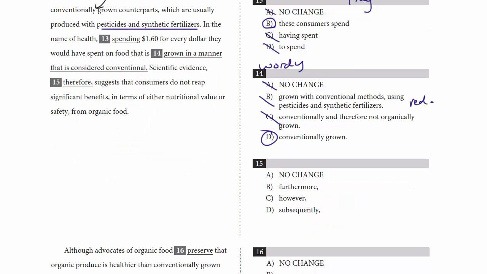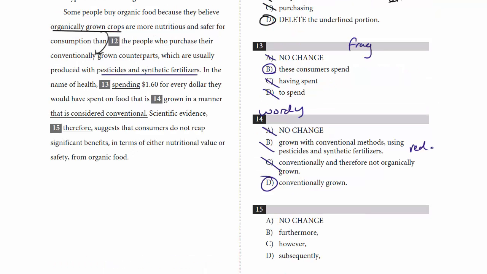Number 15. Scientific evidence, therefore, suggests that consumers do not reap significant benefits in terms of either nutritional value or safety from organic food. This opening paragraph is talking about why people buy organic crops. They think that they're more nutritious, they think they're safer, certainly more so than the conventionally grown food, and therefore they'll spend more money for it. But then we see in this final sentence that it turns out that you don't actually get, according to this passage, benefits from this kind of food that you would think.